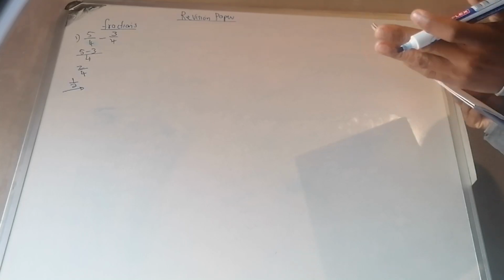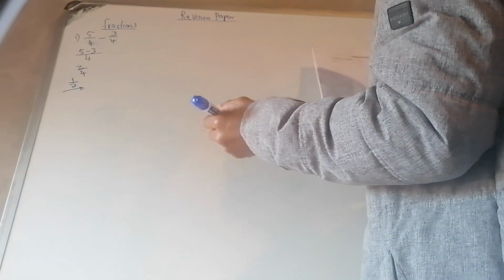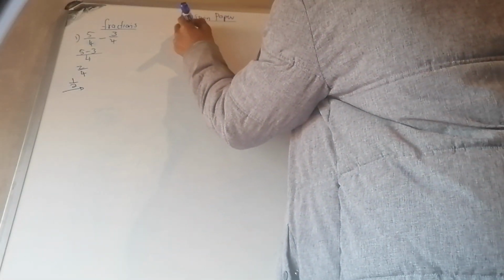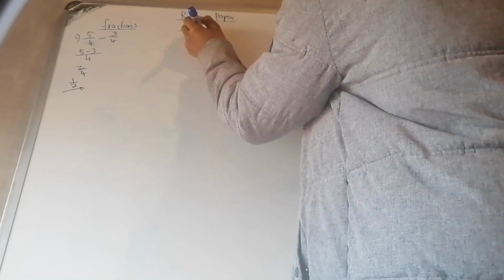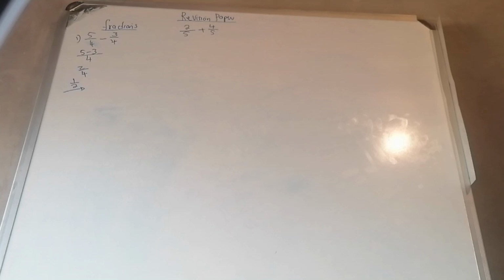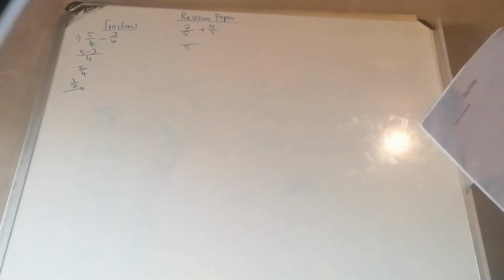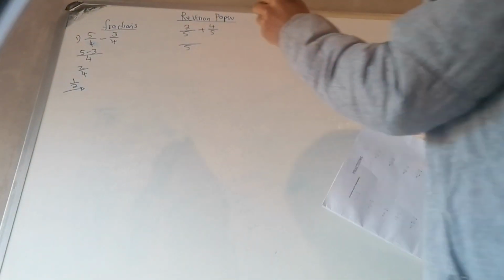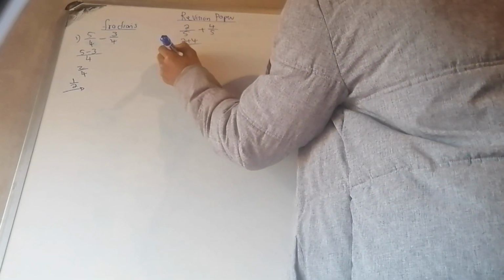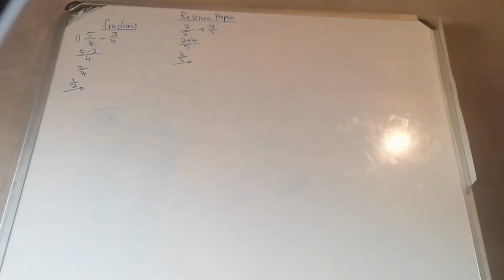Something of that nature might be presented to you, or they might give you an addition sum, 2/5 plus 4/5. When this is provided to you, you just write the denominator because the denominator is the same, and then you just say 2 plus 4, you get 6/5 as your final answer. And then you are done with that.